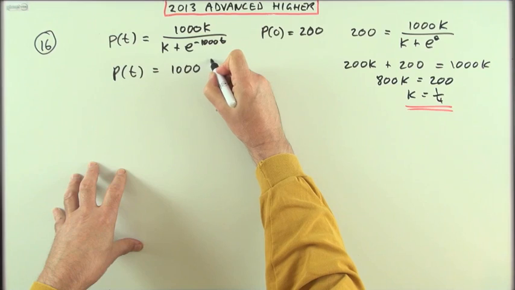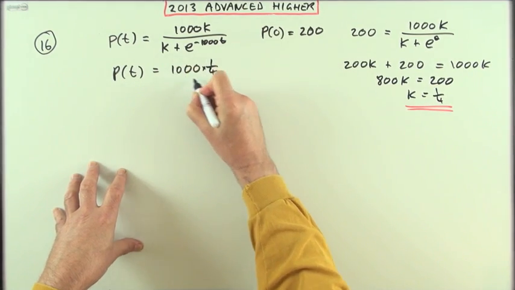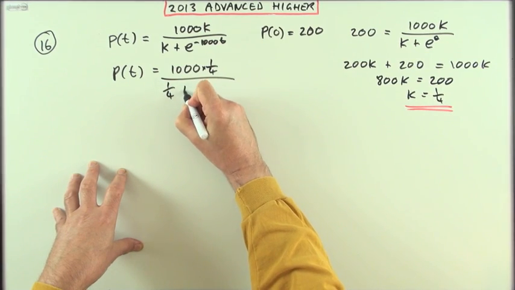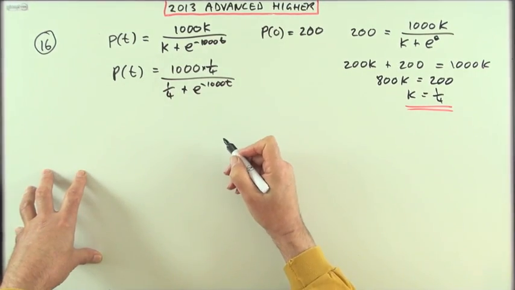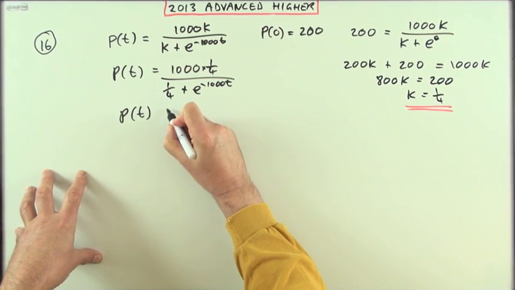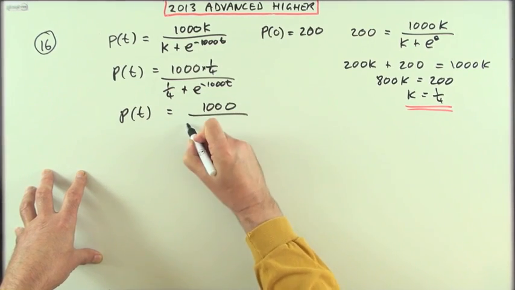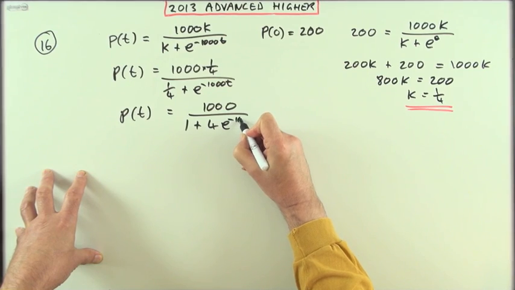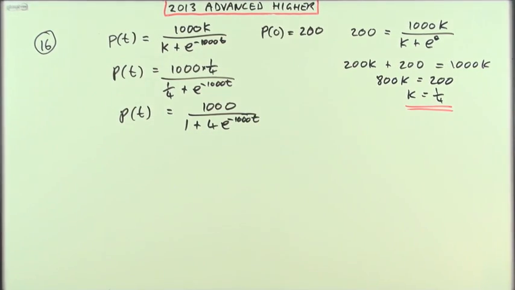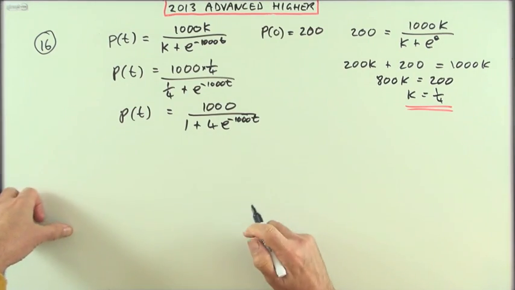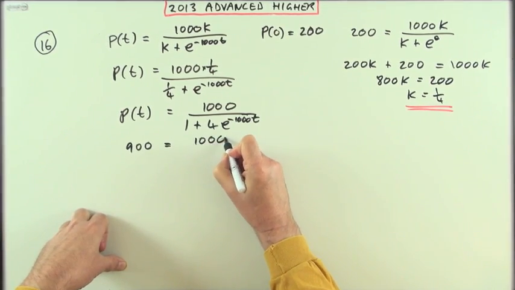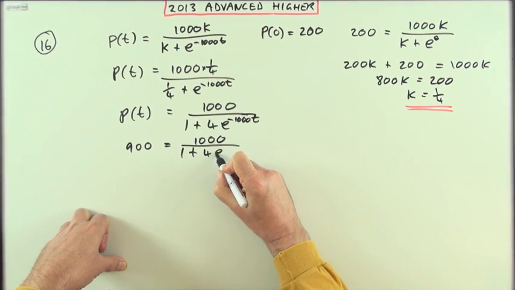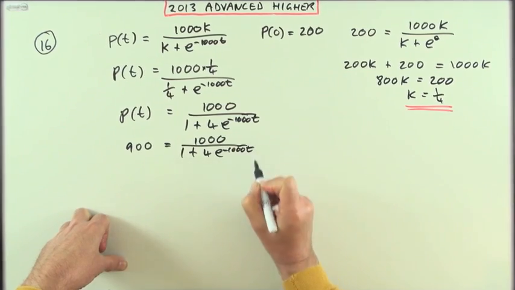So I think I'll just put the quarter in rather than taking that down to 250, because I'm going to have these quarters in the denominator as well, which I don't want. So multiplying everything by 4, I've actually got the formula p of t equals 1000 over 1 plus 4e to the negative 1000t. So if it says how long does it take to get to 900, I want to find t, so the answer is 900. So I'll have 900 equals 1000 over 1 plus 4e to the negative 1000t to solve.